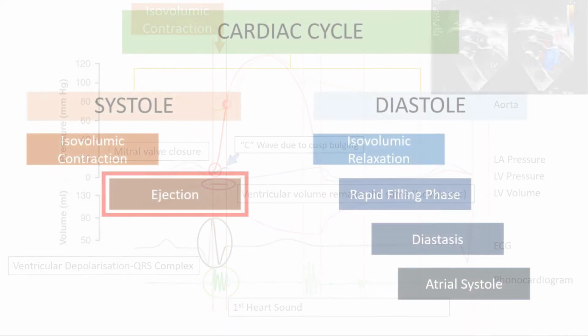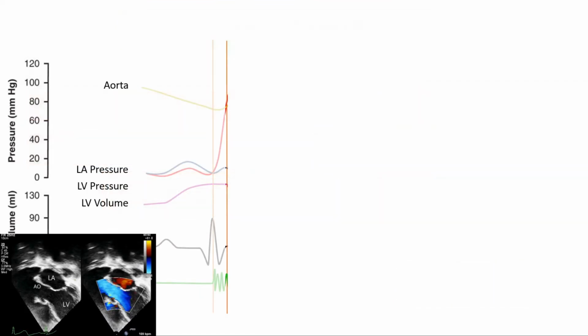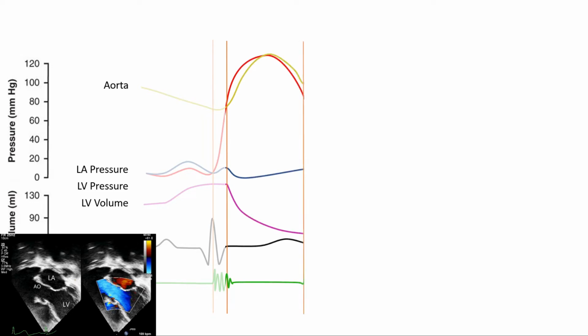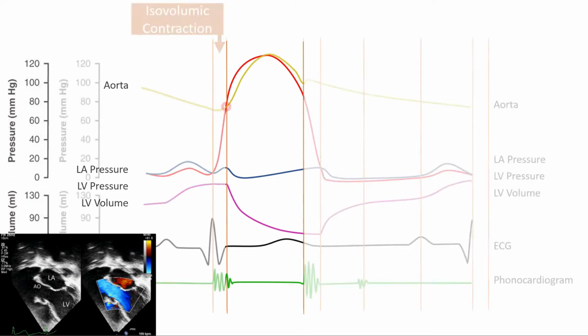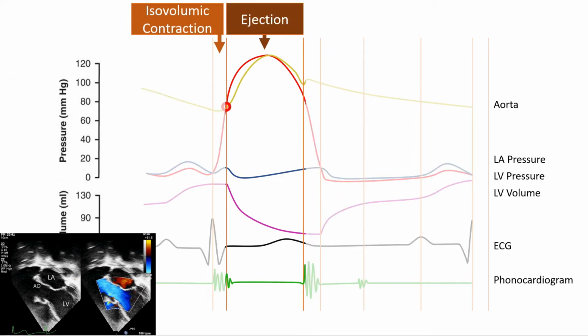The next phase in cardiac cycle is called ejection or period of ejection. This is the period where blood gets ejected from the ventricle into the great vessel, right side from right ventricle to pulmonary artery and left side from left ventricle to aorta. If you concentrate on the left ventricular pressure tracing, you will see the rise in pressure continues until it reaches a peak somewhere in the middle of the period of ejection. After the peak, the left ventricular pressure gradually drops.